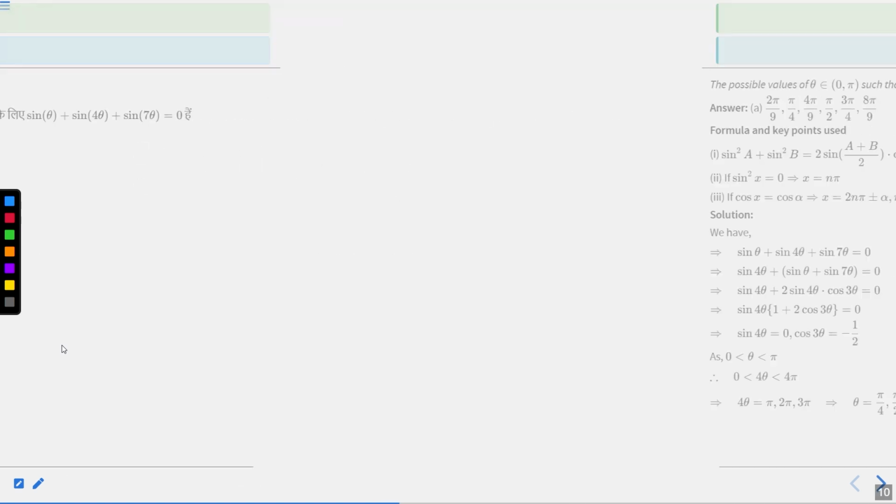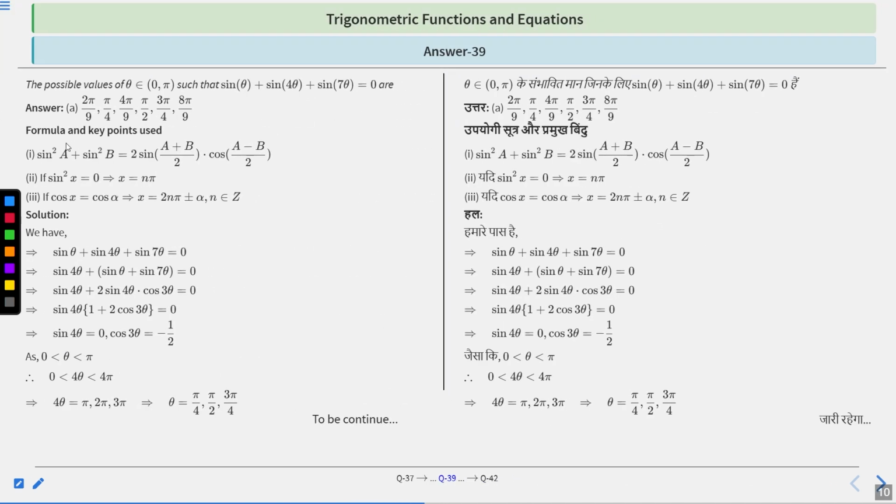Okay, let's move to the solution. What formula and key points will we use? Sin A plus sin B is equal to 2 sin (A plus B by 2) into cos (A minus B by 2). Clear? And second, if sin x equals 0, this implies x equals n pi. And if cos x equals cos alpha, this implies x equals 2n pi plus or minus alpha, where n belongs to Z.